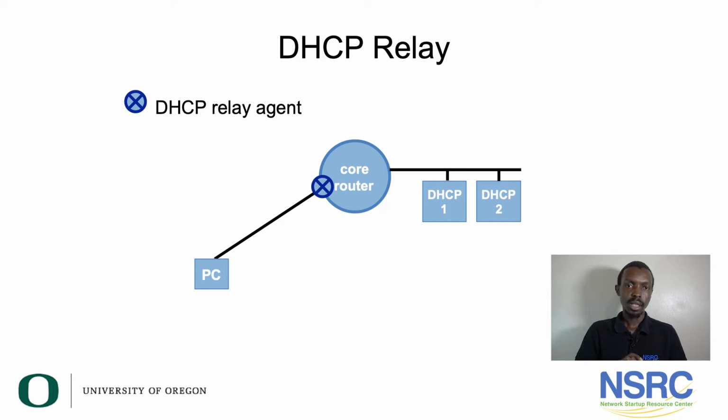You have a PC that is connected to one of the subnets that are connected to the core router. And then you have on the other side a server's subnet with one or more DHCP servers. The very first thing that you do is you configure a DHCP relay agent on that interface that is serving that particular subnet. Inside the DHCP relay agent, you have configured it to relay the DHCP broadcasts to these two DHCP servers.